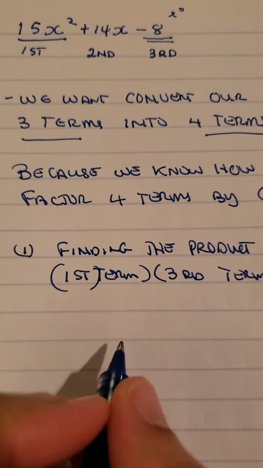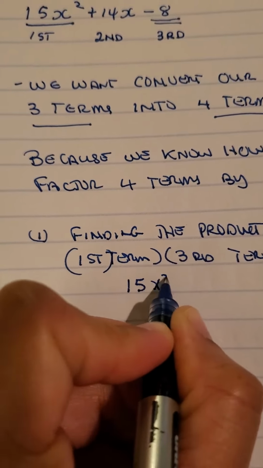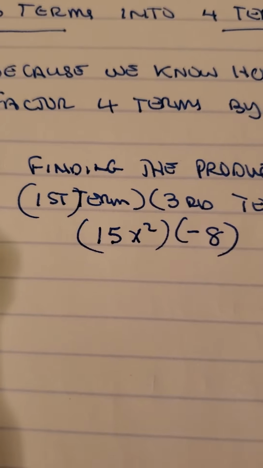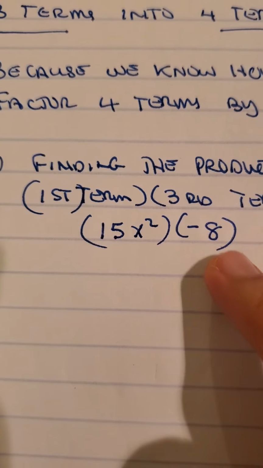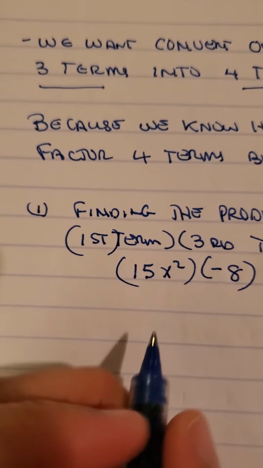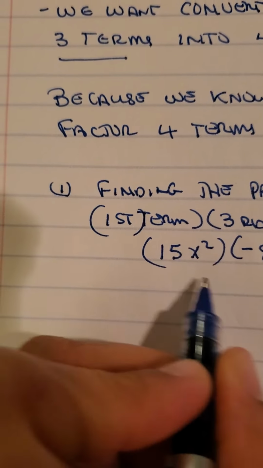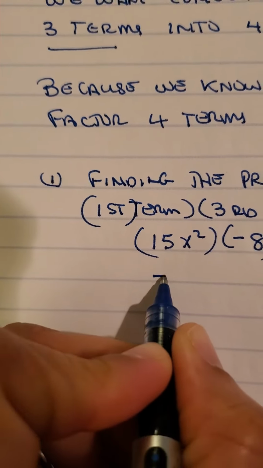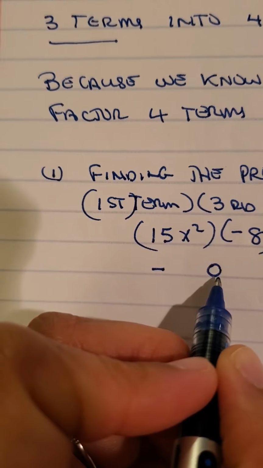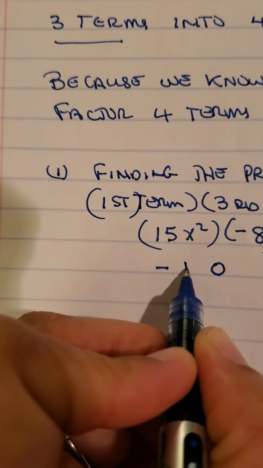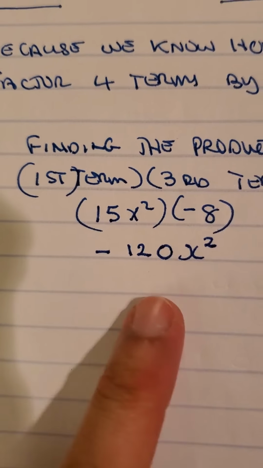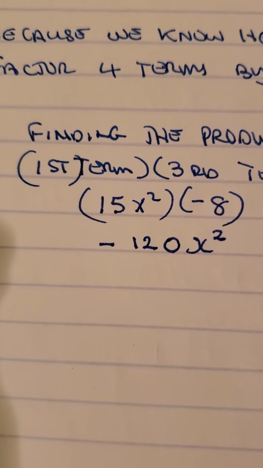So we find the product of the first and the third term. That's 15x squared times negative 8. And we know that a positive and a negative equals a negative. So my product here is going to be negative. Now, 15 times negative 8 is, 8 times 5 is 40, 8 times 1 is 8, and 4 is 12, so negative 120x squared. Now, this is a super big number, and we have to find factors that will equal 14.